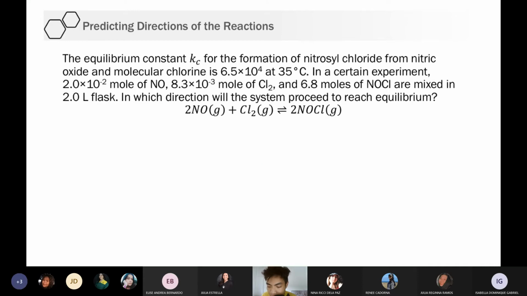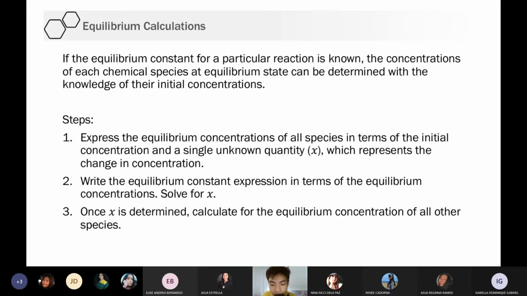Okay. So yan, nagsagot-sagot tayo. And then we will now proceed with the second part of our discussion.